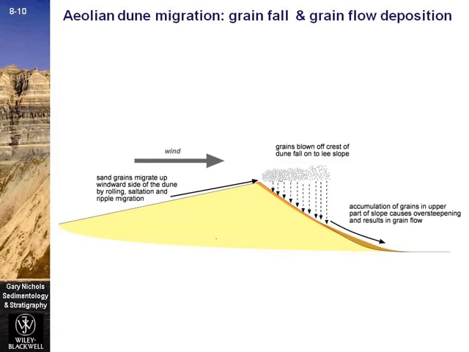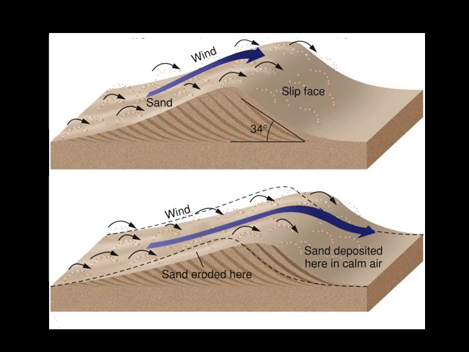Aeolian migration and deposition. Dunes migrate up the windward side via rolling and saltation. Grains are blown off to the crest of the dune and fall on the steep side. The accumulation of grains on the upper part of the dune causes oversteepening and results in grain flow. Particles are eroded here and redeposited on this side of the dune.